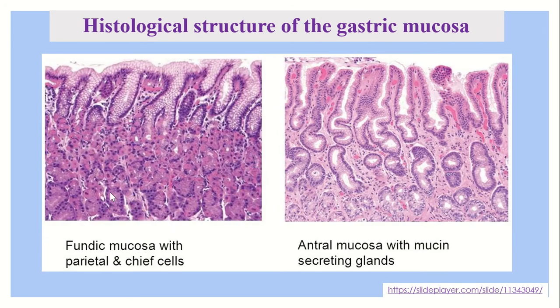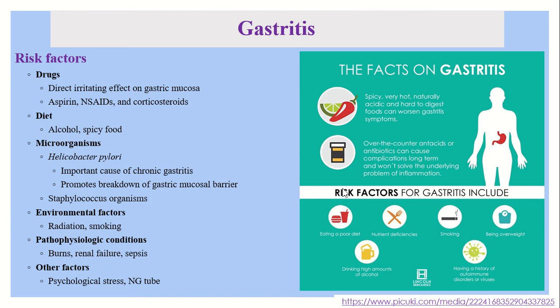Here we see the fundic mucosa with the parietal and chief cells, and the antral mucosa with mucin secreting glands. And after the anatomical, histological, and physiological features, you know that the gastric juice produced by the gastric glands mixes with the food elements and forms the chyme. Mainly the proteins undergo digestion in the stomach, breaking down to simple peptides.